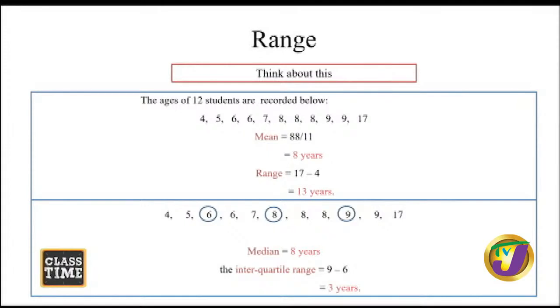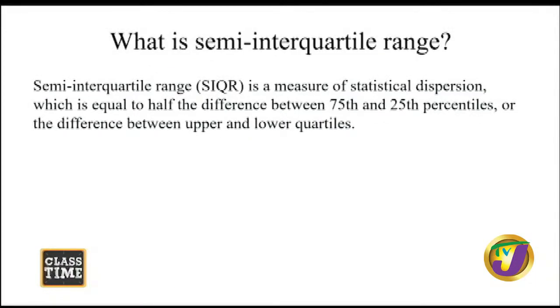So here we see, if you look at the numbers really, 4, 5, 6, 7, 8, 9, and then 17, this is not a really wide spread. So the 13 there would not give you a good estimation of the spread, really, of what's happening. But the interquartile range is more accurate.